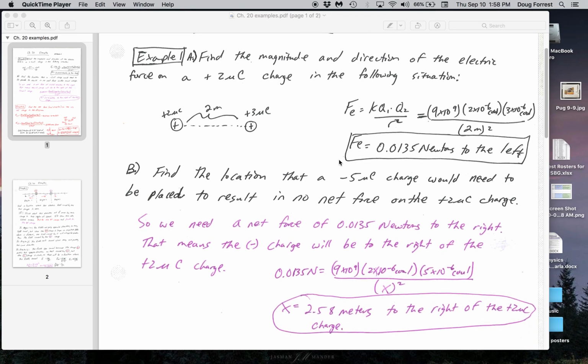The other thing to think about is if I asked you for the force on this charge, note that now it would be the same magnitude of force, but it would be directed to the right.